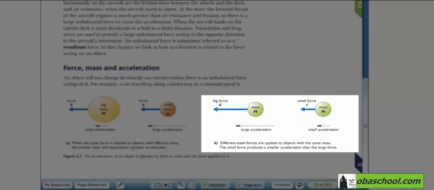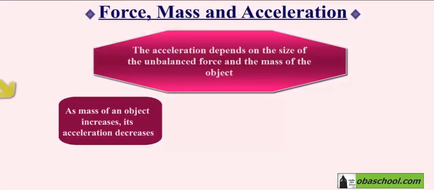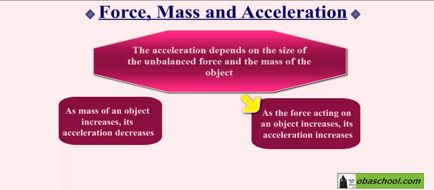Now in the second part we have equal masses, but the first mass has a bigger force acting on it. That's why we have larger acceleration. Different sized forces are applied to objects with the same mass. The small force produces a smaller acceleration than the large force. Now we can conclude from this figure that as the mass of an object increases, its acceleration decreases. And as the force acting on an object increases, its acceleration also increases.